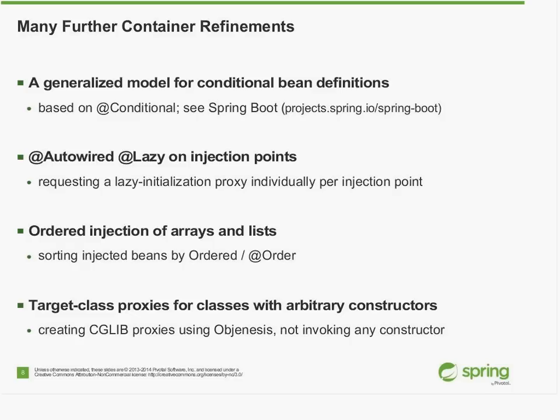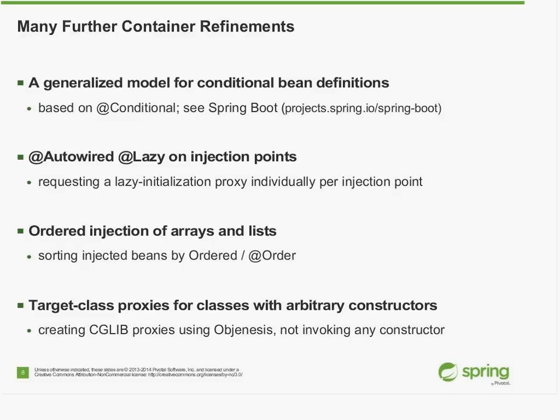Related to that, for injection points, you can request ordered injection of arrays and lists now. Arrays and lists worked before, but you didn't get them in any well-defined order. Now you can actually express that order among beans, and you get the beans pre-sorted when they arrive at the injection point.